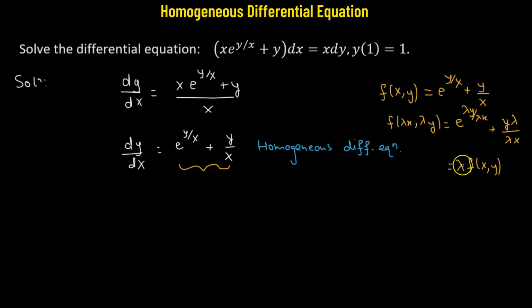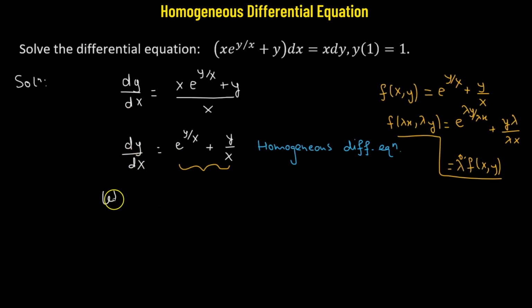We can also rewrite it as a factor multiplied to it, which will be lambda raised to the power of 0. So when we have a criterion of this type, we can say that our function is homogeneous in nature with a degree of 0. Since this is a homogeneous function, our differential equation is also a homogeneous differential equation. Now how to solve this type of differential equation?